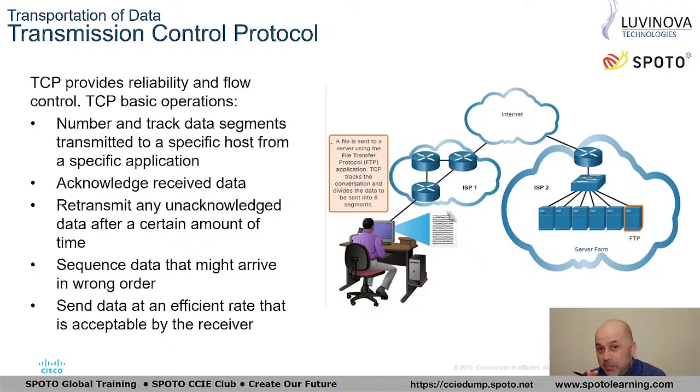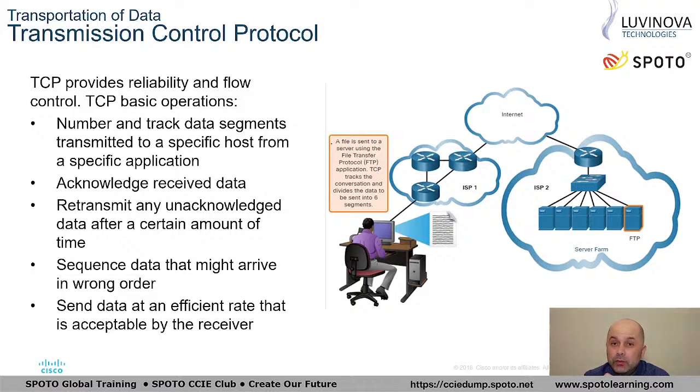Because, as you remember from five minutes ago, we talked about how at the transport layer there is another process called segmentation. Segmentation is dividing the data into small equal parts. Continuing, retransmit any unacknowledged data after a certain amount of time. That's exactly what I said. When the destination provides the acknowledgement to the source, saying hey, certain data with this sequence number is missing, please send it to me again, then the source is obliged to send it again.